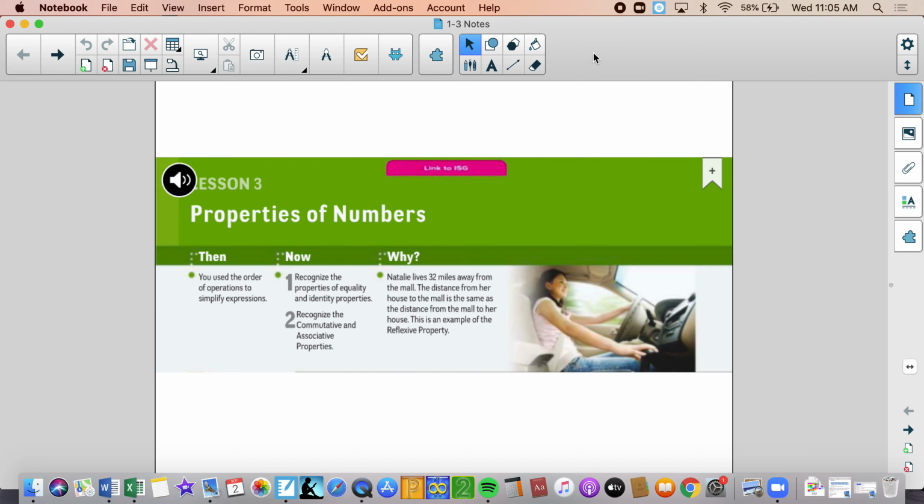Here we go. So properties of numbers: you use the order of operations to simplify expressions. Good, right? We learned that in the section before. Now we're going to recognize the properties of equality and identity properties. We're going to recognize the commutative and associative properties. We're going to learn a couple other mathematical rules. So, Natalie lives 32 miles away from the mall. The distance from her house to the mall is the same as the distance from the mall to her house. This is an example of the reflexive property.